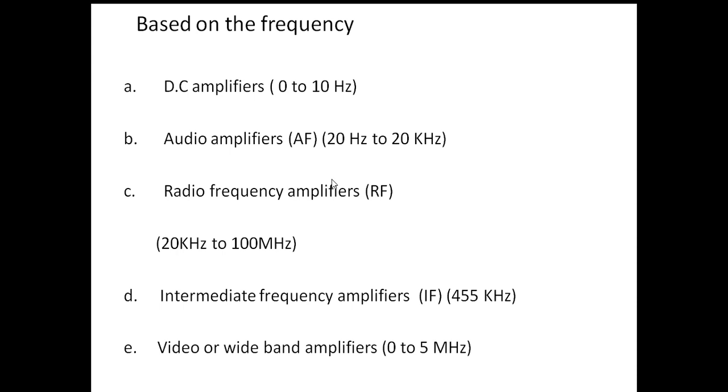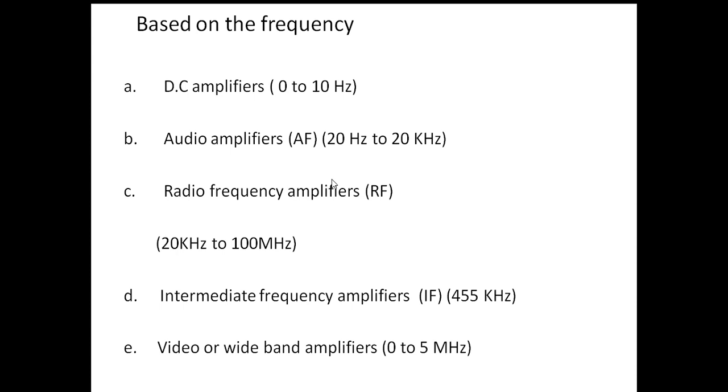Next, the audio frequency amplifier, AF amplifiers. Generally we know the audio frequency range is 20 hertz to 20 kilohertz. This is audible to human beings. The signal which we can hear or listen to comes under audio frequency amplifiers, 20 hertz to 20 kilohertz.